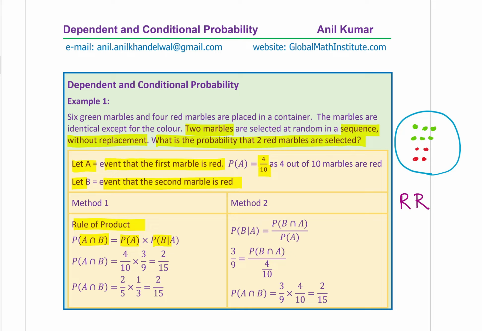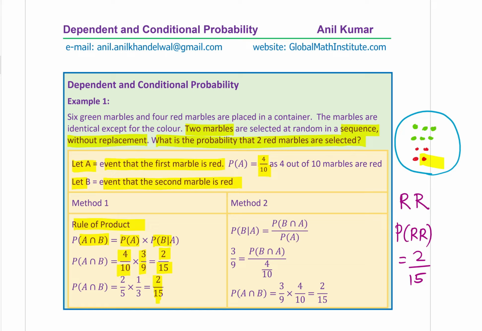Perfect. Now what is the probability of A? Well, 4 out of 10. Now once you select one of them, it goes, we are left with 9 marbles and 3 red marbles. So 3 out of 9 is probability of B when A has occurred. So when A has occurred, 1 less red marble and 1 less total number of marbles. When we do the product of these two, we get 2 out of 15 as A intersection B. So we get our result, which is 2 out of 15. So that is the answer. So we get our result as the probability of 2 reds is equal to 2 out of 15.